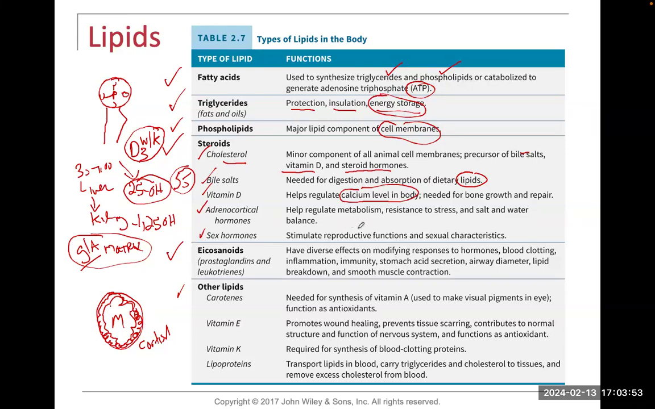Sex hormones stimulate the production and function of the sexual characteristics. So estrogen, testosterone, progesterone. So steroids are really, really important.